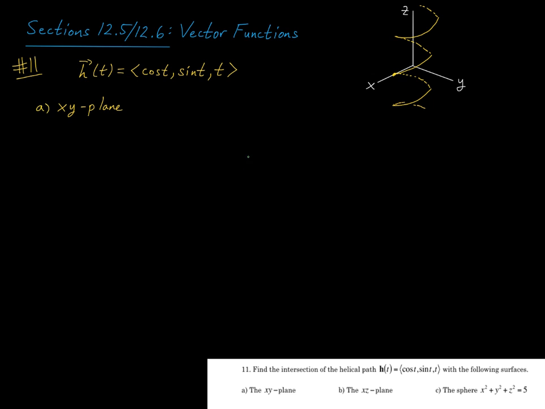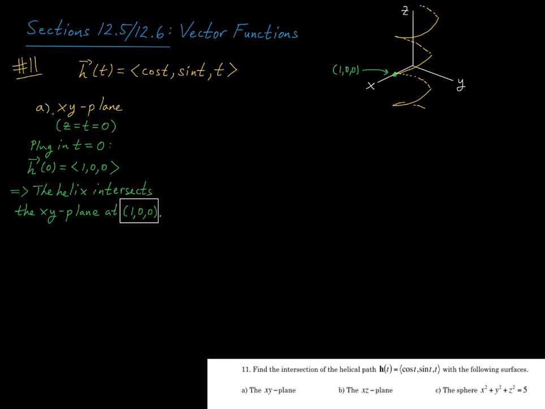It says, find the intersection of the helical path with the xy plane. Looking just at this picture, we can see that our helix will intersect the xy plane at this one point along the positive x-axis. So what are the coordinates of that point? Well, if we're in the xy plane, the z-coordinate is 0. And for points on the curve, the z-coordinate is equal to t. So we'll intersect the xy plane when t is 0. So we find that the helix intersects the xy plane at the point whose coordinates are 1, 0, 0.